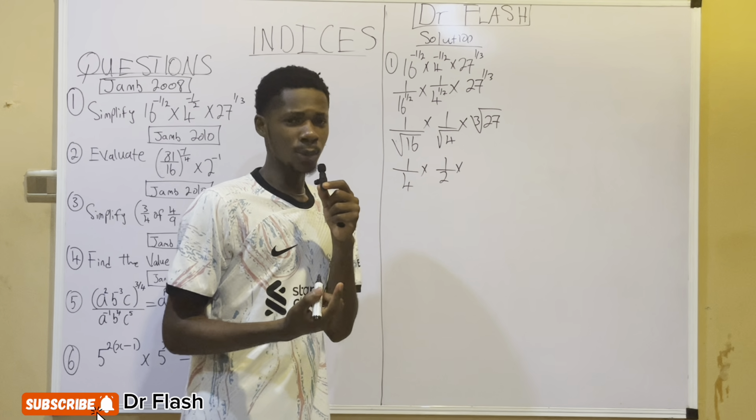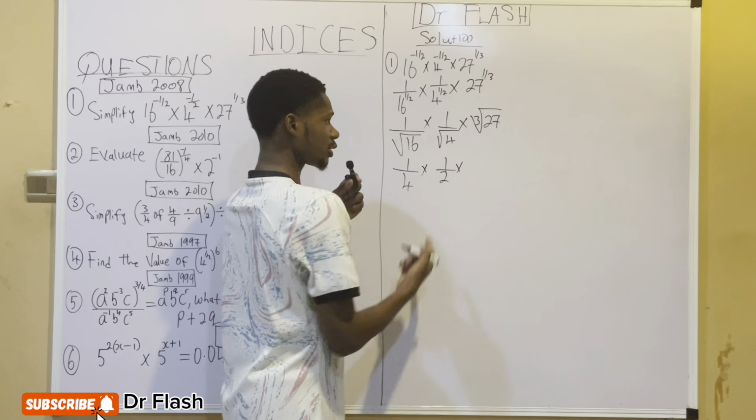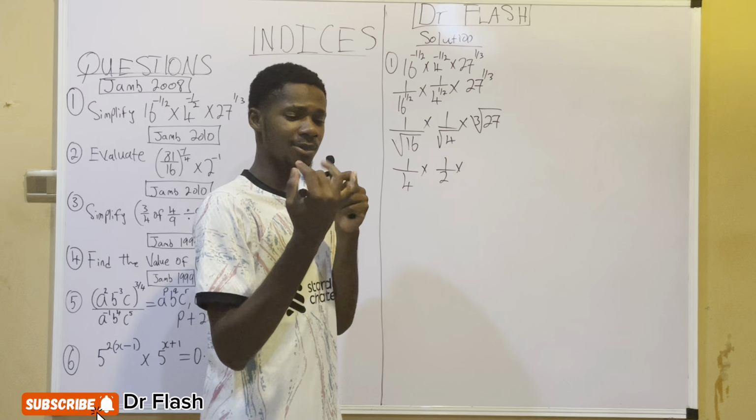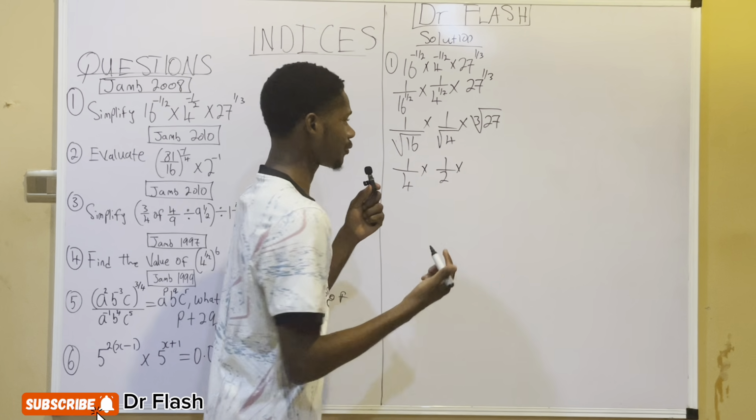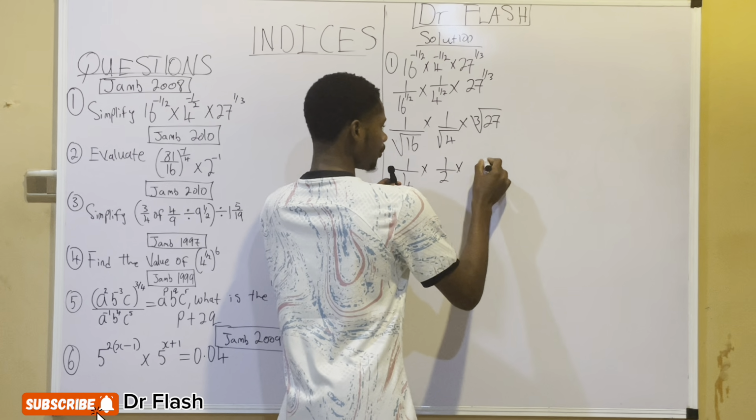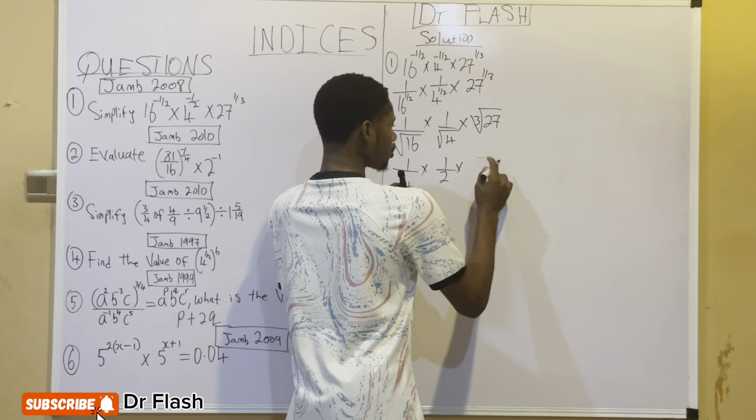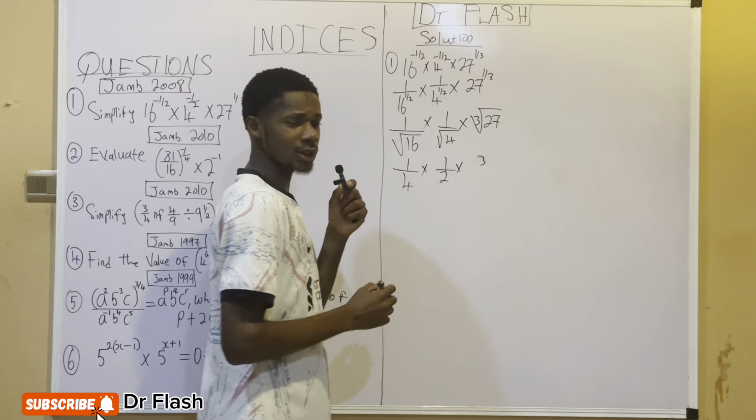It means what number do we multiply by itself 3 times to get 27? That is what cube root means. Now, 3 times 3 is 9 times 3. That gives you what now? 27. So that becomes 3. So the cube root of 27 is 3.